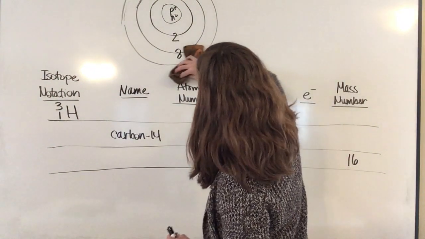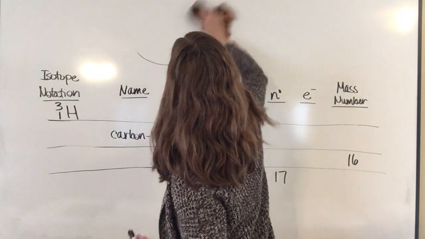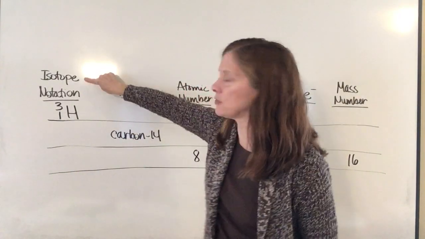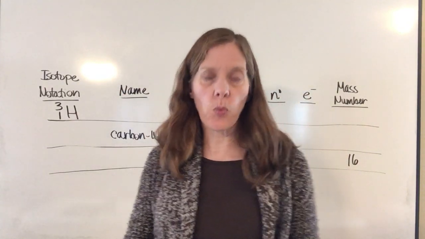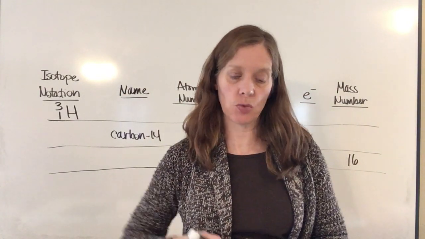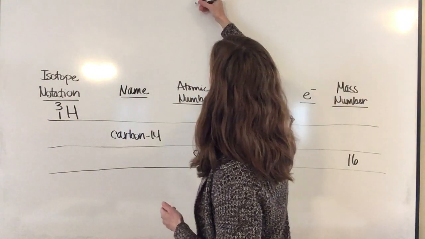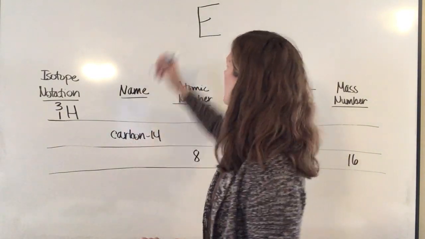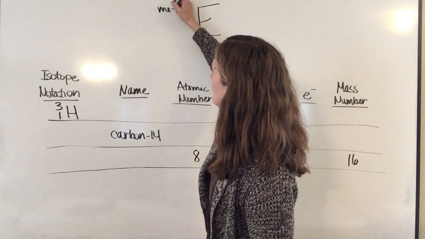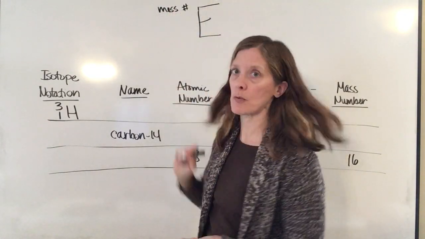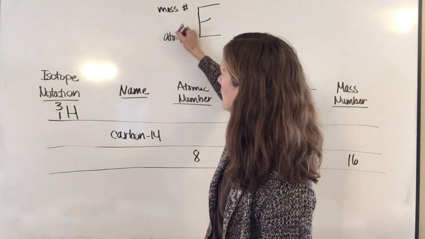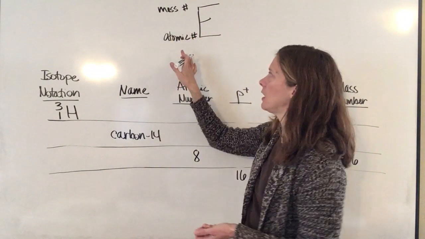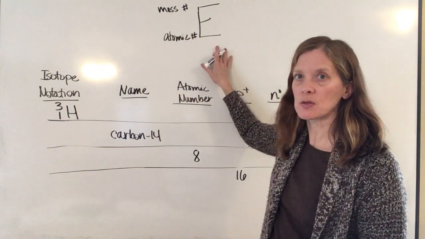Okay, so let's get rid of this up here. The main topic for today is isotope notation, as I've written over here. When we write isotope notation, we're going to write a symbol for the element, and I'm just using E to symbolize element. What's up at the top is going to be the mass number, and what's down here at the bottom is going to be the atomic number. So the mass number goes at the top, the atomic number goes at the bottom, right next to the symbol for the element.